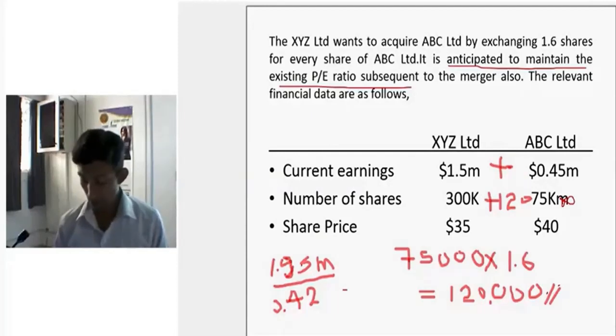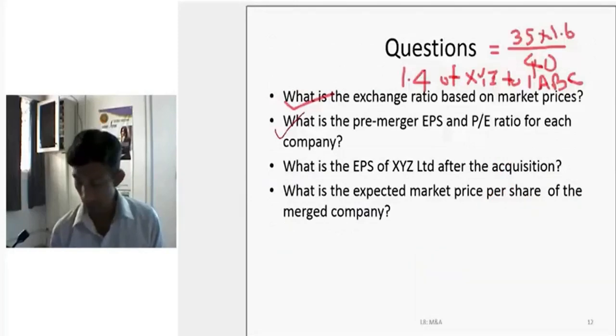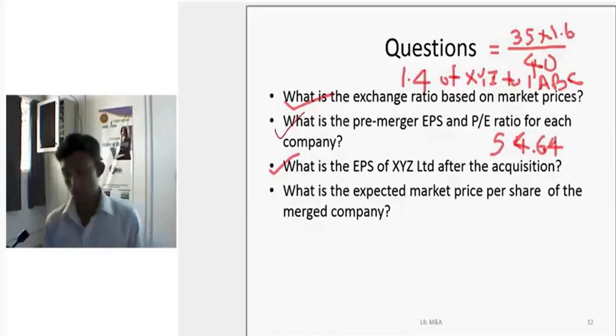The new earnings per share is 4.64. So we are answering the third question: $4.64. Right? And the last one, what is the expected market price per share of the merged company? What is the expected price of the share of the merged company?